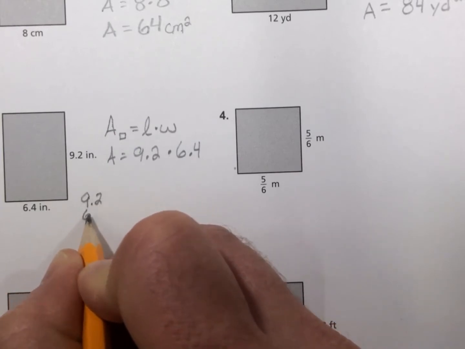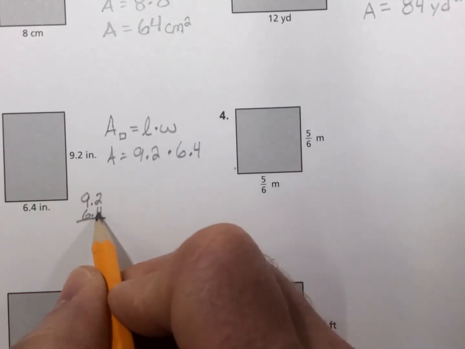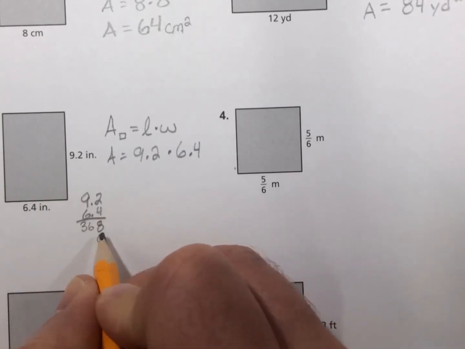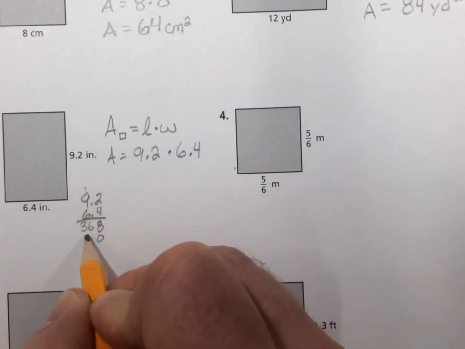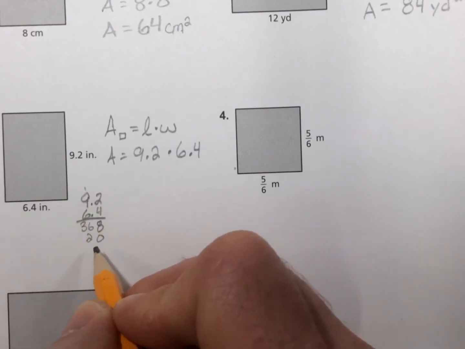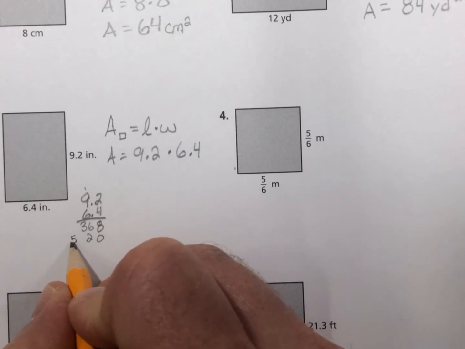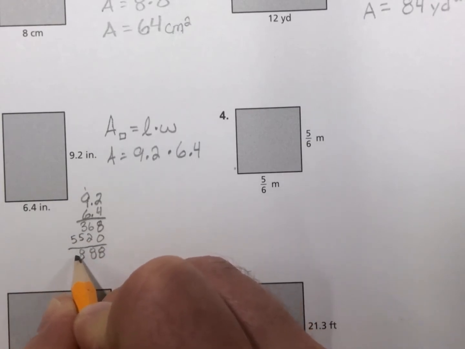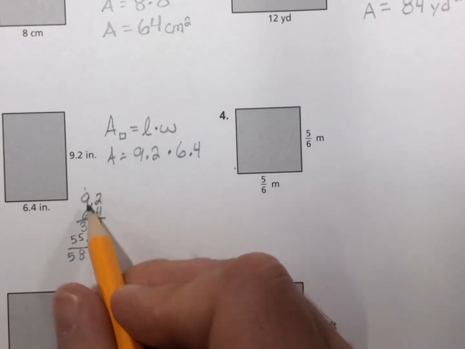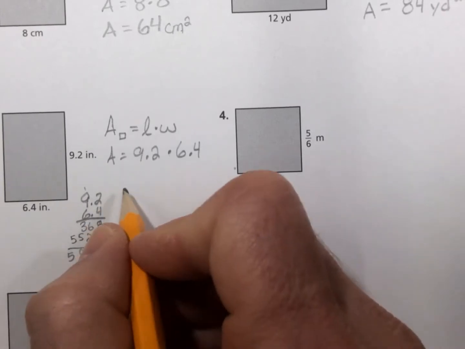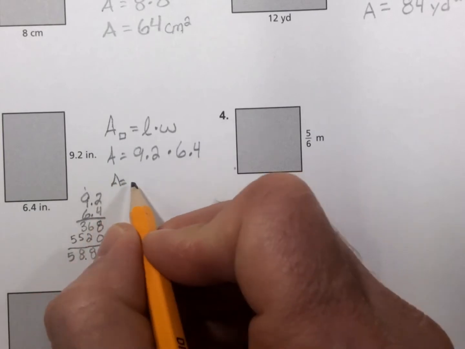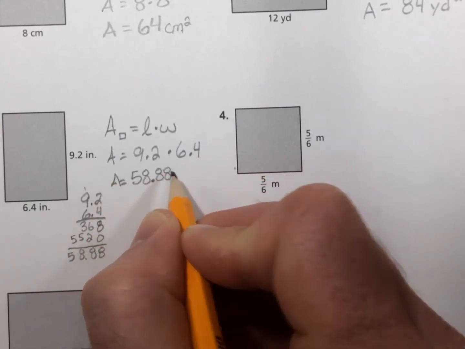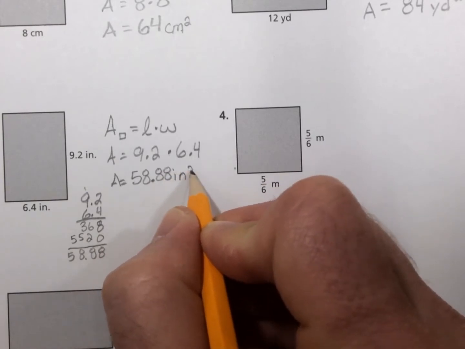9.2, 6.4. 4 times 2 is 8. 4 times 9 is 36. Put a 0. 6 times 2 is 12. 6 times 9 is 54. 55. 8, 8, 8, 5. 2 numbers behind the decimal, so 2 numbers behind the decimal. Our area equals 58 and 88 hundredths inches squared.